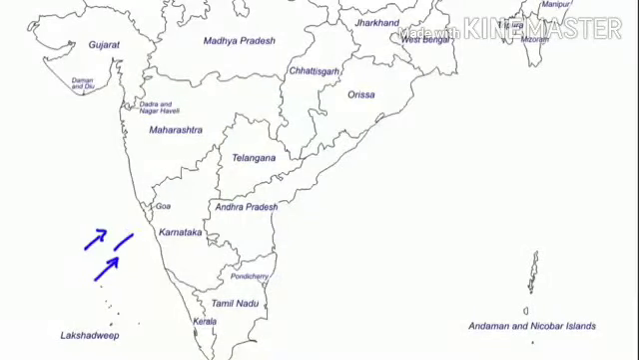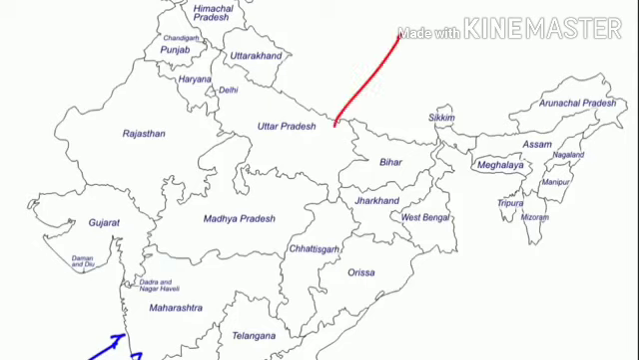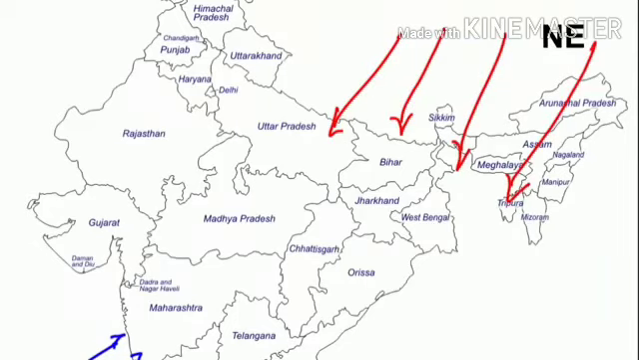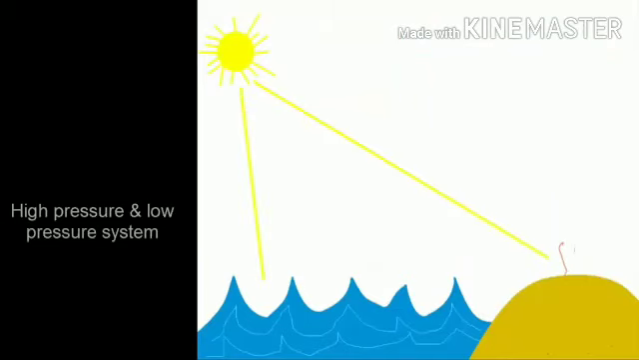Now let's try to understand why it is raining so much. This time of the year is monsoon time, generally known as the southwest monsoon. There is another one known as the northeast monsoon, but for this video, we'll only talk about the southwest monsoon. Rain occurs when wind blows from areas of high pressure towards areas of low pressure.